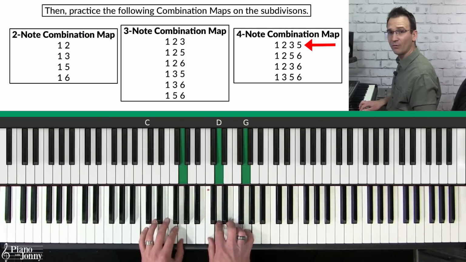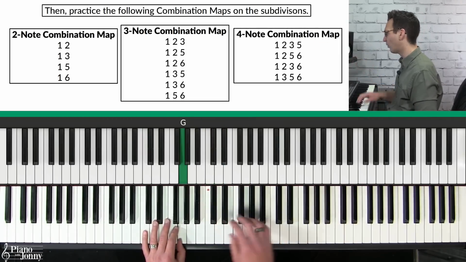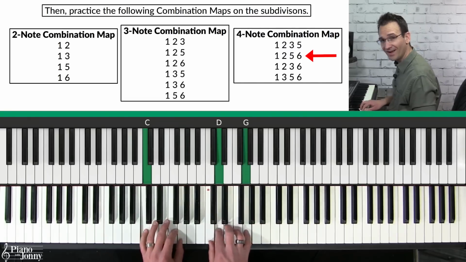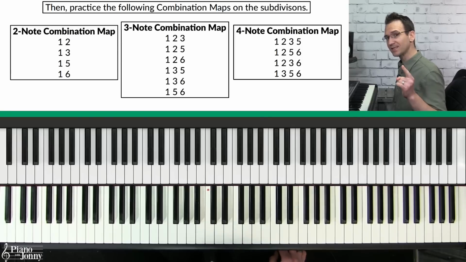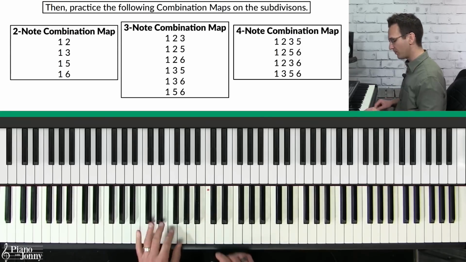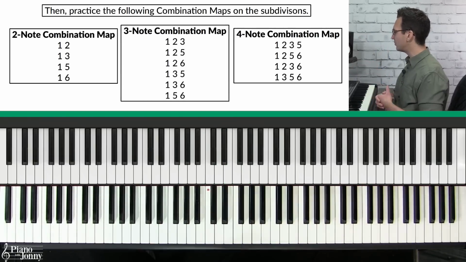We'll do one more. 1, 2, 3, 4, 5, 6. Okay? And here's the same one, but we're going to count the primary beats. 1, 2, 3, 4. So this is something that you can practice.